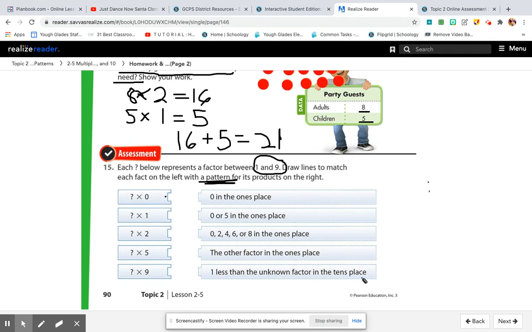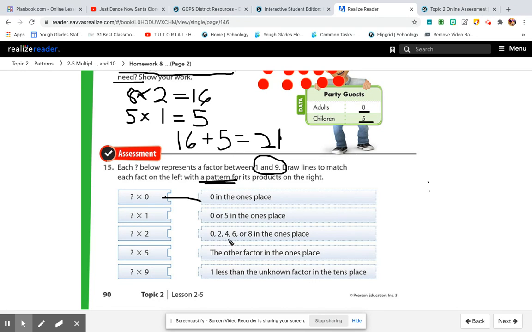1 less than the unknown factor in the tens place? Doesn't match up to me. It is the number 1. That's the pattern. And any of these numbers, 0 through 9 times 1, it's asking you, what is the identity rule? Well, we know the identity rule is anything times 1 is itself. So which one explains that? 0 or 5 in the ones place? Not really. Not at all. There's going to be different digits in the ones place for this one.